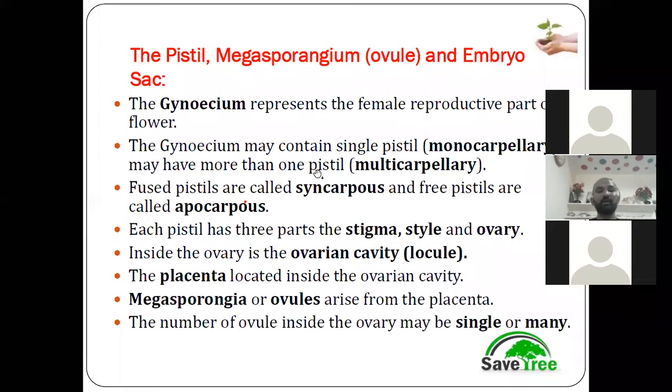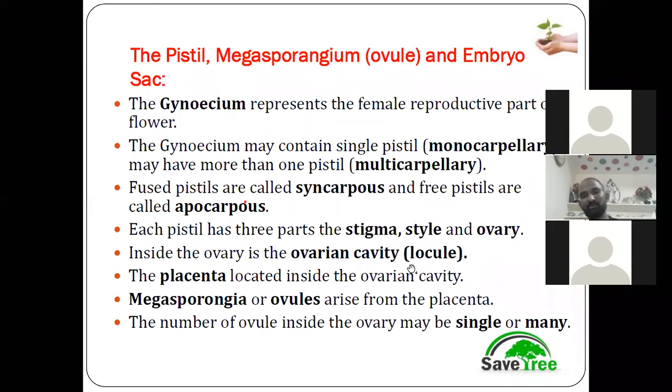Here, whatever pistils or carpels are present in the flower, if they are fused or united, it is called syncarpous. If they are free, it is called apocarpous. Each pistil has three parts, as I already told you: stigma, style, and ovary. Inside the ovary, the ovarian cavity is present, which is called the locule.